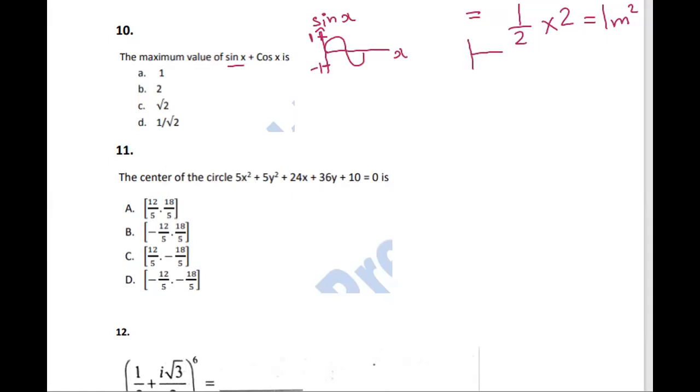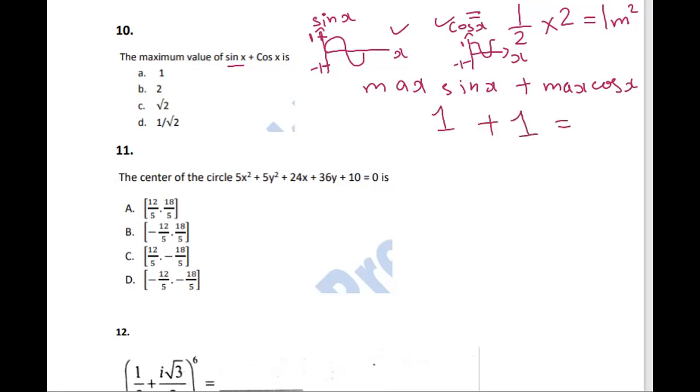And if we talk about cos, again the maximum value is 1 and the minimum value is -1, right? This is how the graph of cos is. So in order to find the maximum of sin x plus cos x, we need to know the maximum of sin x plus the maximum of cos x. By looking at these two graphs, we know that the maximum of sin x is 1 and the maximum of cos x is also 1. So this is 2. So B is the answer.